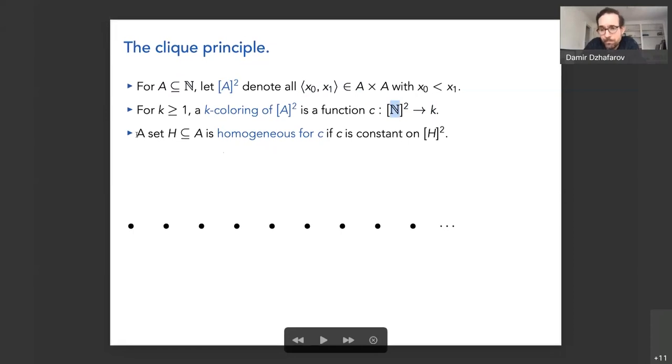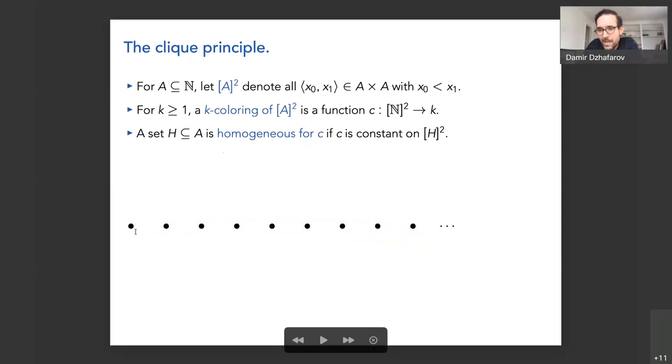And we can again have a notion of homogeneity. A set H subset of A is homogeneous for such a coloring if C is constant on just those pairs of numbers that belong to H. Right, so here it is a bit harder to visualize maybe what this is, but imagine again that we have the natural numbers here, 0, 1, 2, etc.